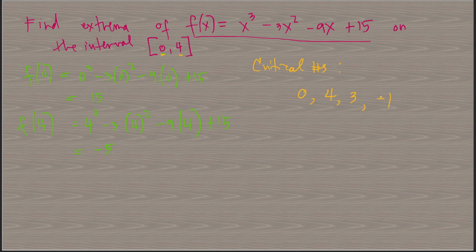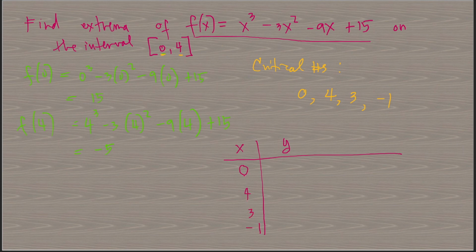So how do we find the extrema? When you say extrema, the highest or the lowest. So I would suggest that we make a table. Why? Because it's easy for us to identify the maximum and the minimum if we have the table. So we have here x values, for example, our x values are the critical numbers, and the y values are their corresponding y values, of course. So we have 0, 4, 3, and -1.